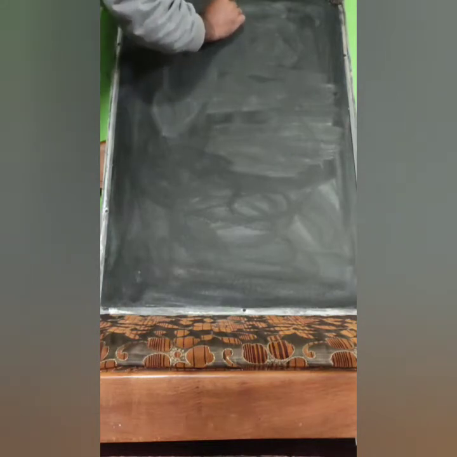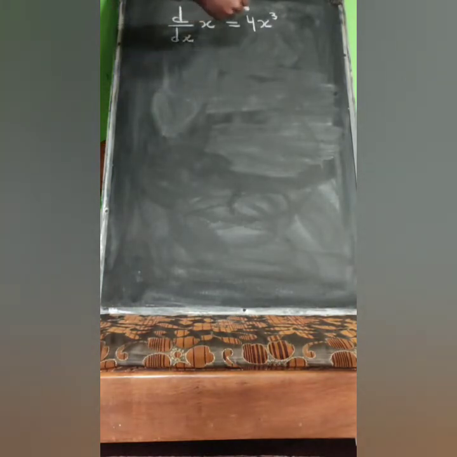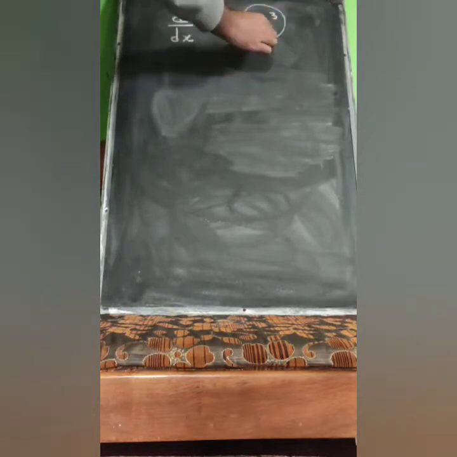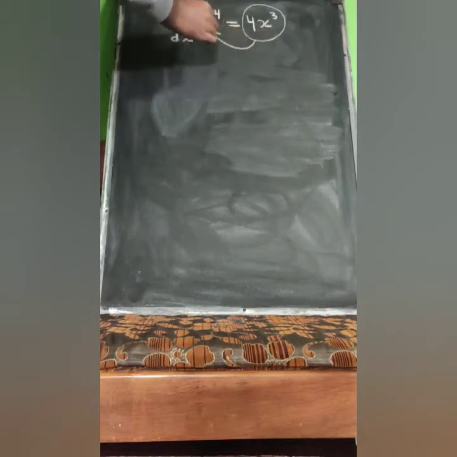Now we know that differentiation of x raised to power 4 is equal to 4 times x raised to power 3. Now here we have subtracted 1 from the exponent to get x cube, and we have multiplied this x cube with the exponent 4. Now on differentiating x raised to power 4, we get 4x cube, and if we integrate 4x cube, we must get x raised to power 4.